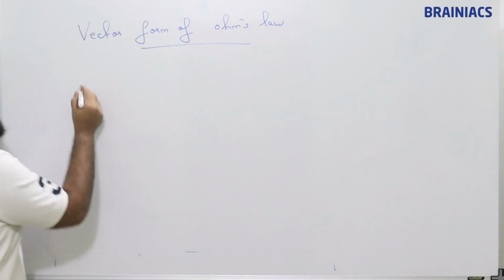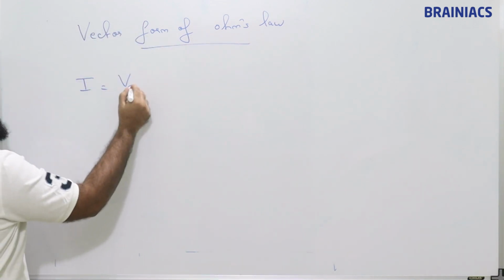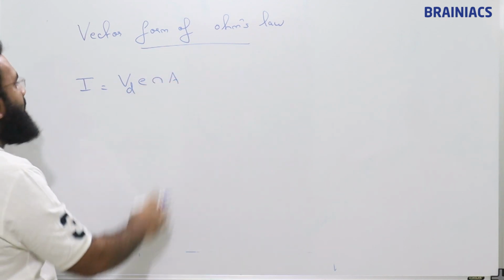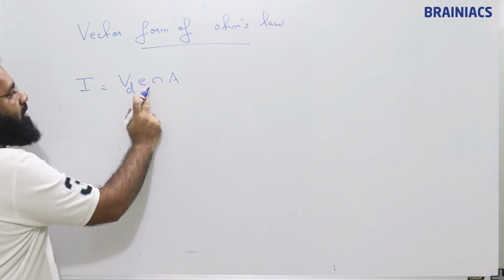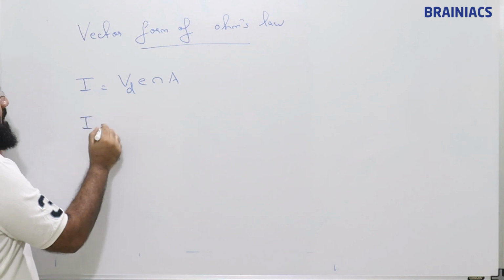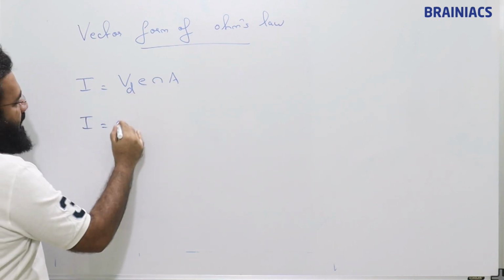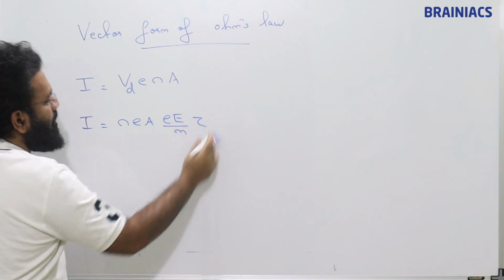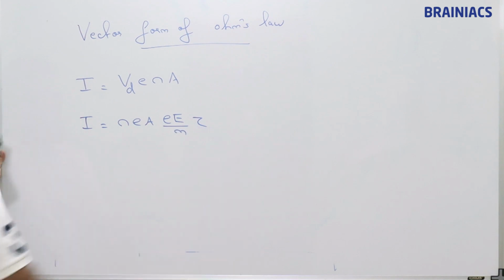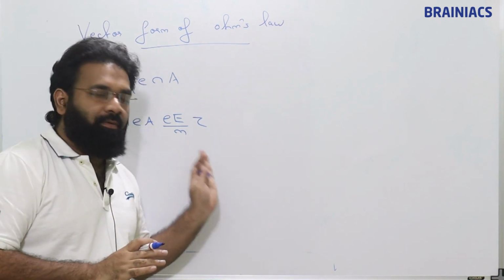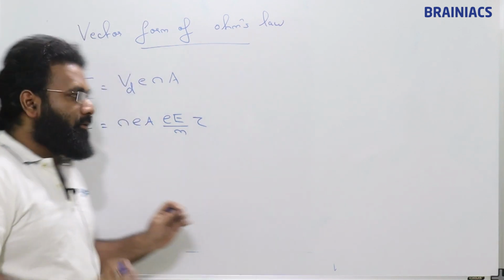Okay, so we know I is equal to n e A v_d. You remember drift velocity, charge of electron, number density, area of cross section. So here I is equal to n A e squared E by m into tau, where m is the mass of the electron and tau is the average relaxation time. All these things we have derived. If you have revised it, then it is very clear, no confusion.